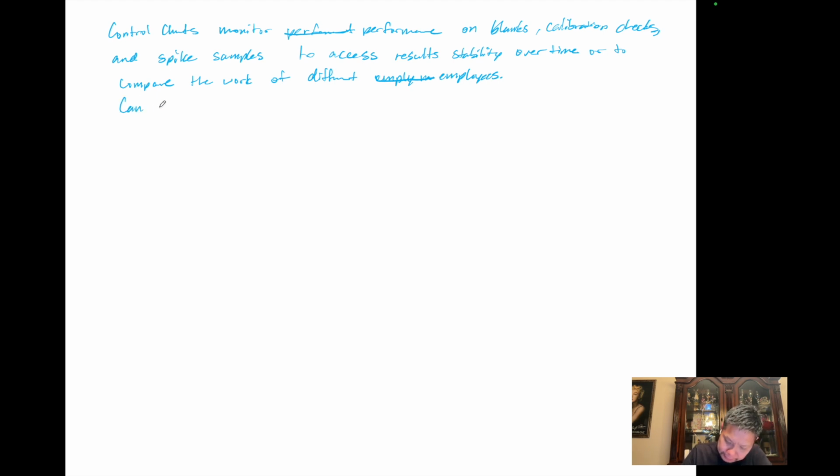They can also monitor sensitivity and selectivity if a lab encounters a wide variety of matrices.